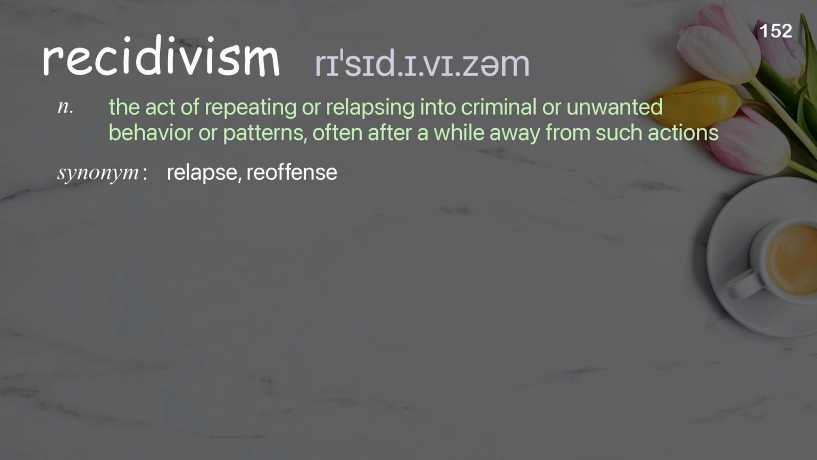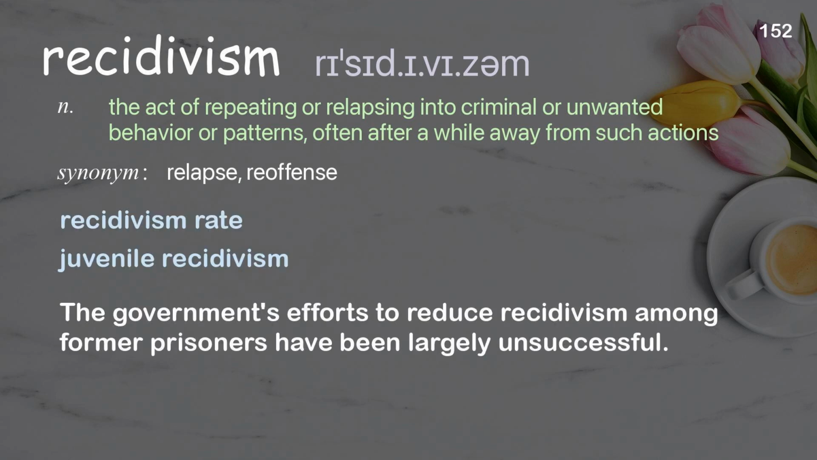Recidivism. The act of repeating or relapsing into criminal or unwanted behavior or patterns, often after a while away from such actions. Examples: Recidivism rate. Juvenile recidivism. The government's efforts to reduce recidivism among former prisoners have been largely unsuccessful.